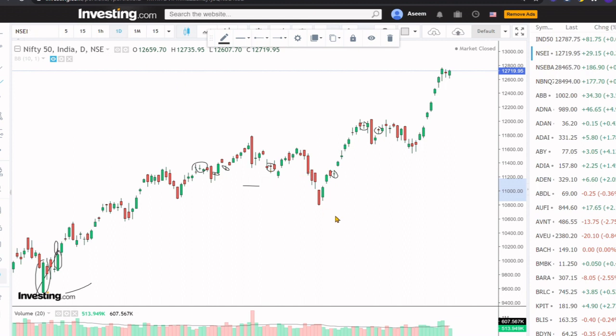So this is what we discussed. Here, some comments I had made: trade confirmation is a must, as I told you, the next candle will tell whether a trend reversal is going to happen or not. So we'll get to know from the next candle.